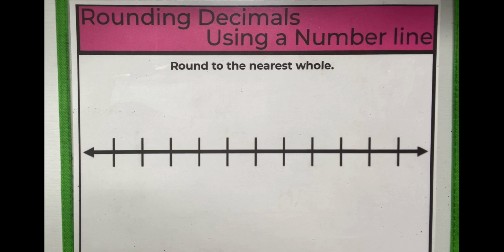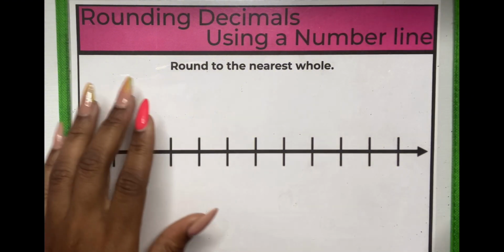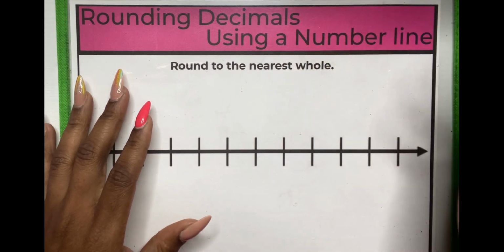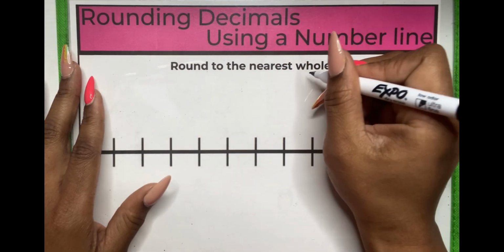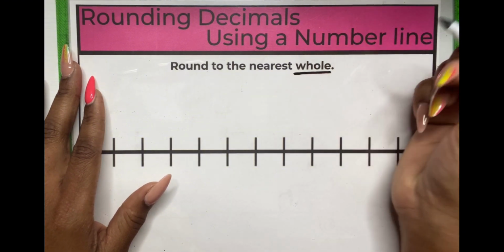Let's get started. Today we're going to learn about rounding decimals using a number line. In this video, we're going to round to the nearest whole number. Nearest whole number will be our target digits, is what I like to call it. It's our target. We're going to round to the nearest whole.